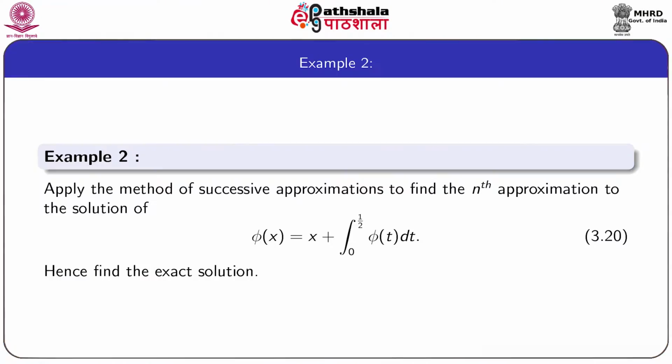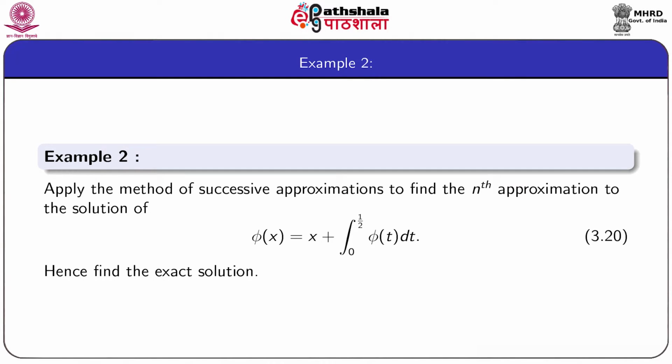Thus, through this example, we have seen that the condition on lambda as appeared in the method of successive approximation is just a sufficient condition. We shall now consider few more examples. Now we consider example 2.